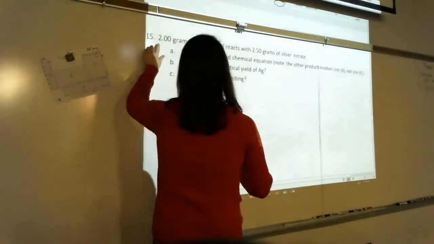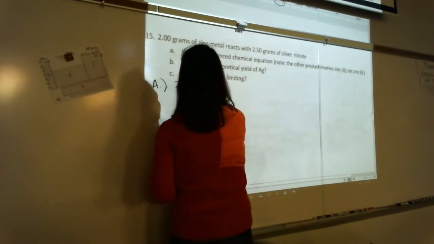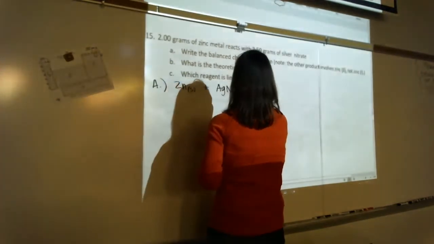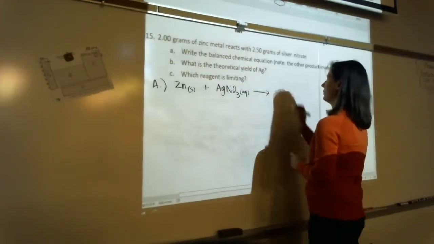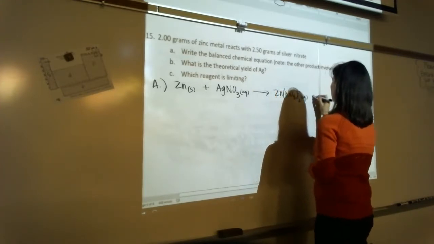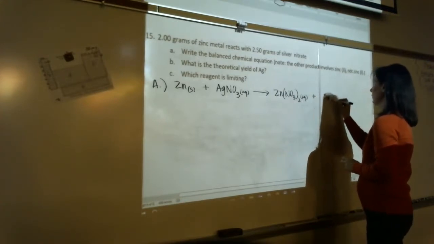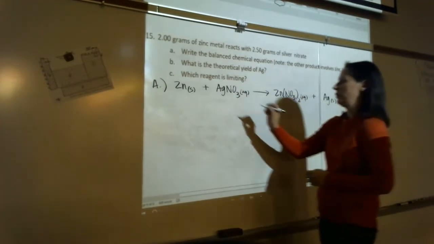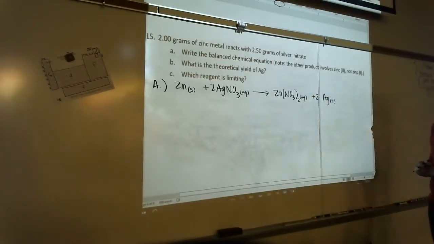All right, so balanced equation. What's the formula for zinc metal? Zn. It's just Zn, right? And silver 1 nitrate is what? AgNO3. All right, so what are we going to produce? Zn(NO3)2. And then Ag. Is that balanced? No, it's 1, 2, 1, 2. You need a 2 here, and you need a 2 there. Okay, now we're good to go.